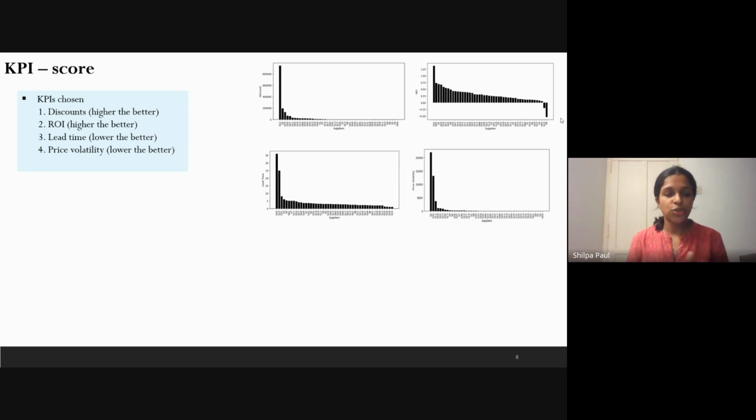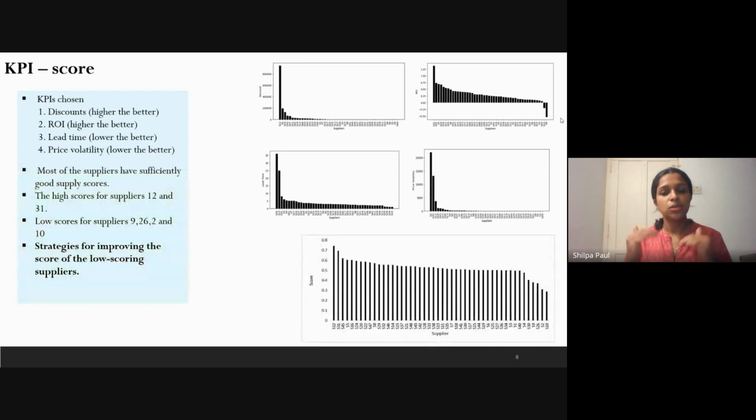So by compiling or adding the KPI scores, we obtained the total scoring of the suppliers, and it seemed that most of the suppliers get a score of greater than around 55%. So that's well and good. But if you look towards the right side, there are a few suppliers that are not performing so well.